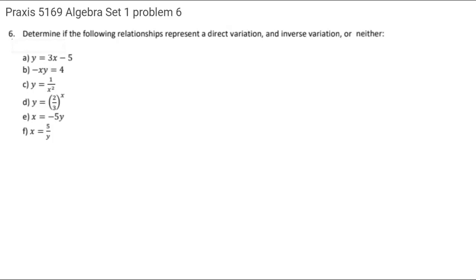All right, here we've got Praxis 5169 Algebra Set 1 Problem 6. It's about direct variation or inverse variation. I hope you'll see that inverse, invert, invertible fraction, invertible function, you'll eventually feel automatically that inverse has something to do with backwards or reciprocal. And that's exactly what's going on here, the reciprocal variation.